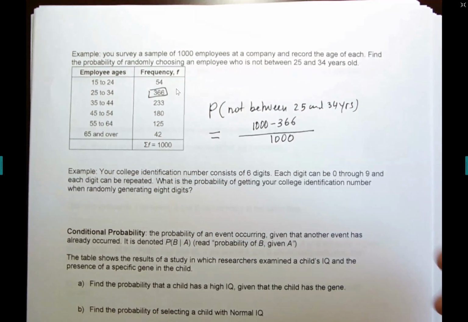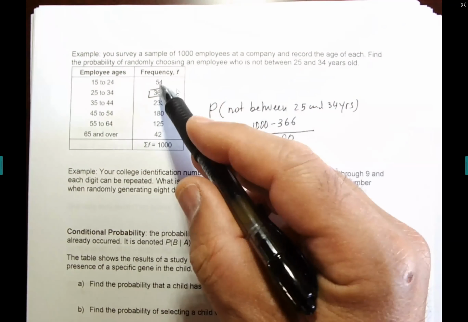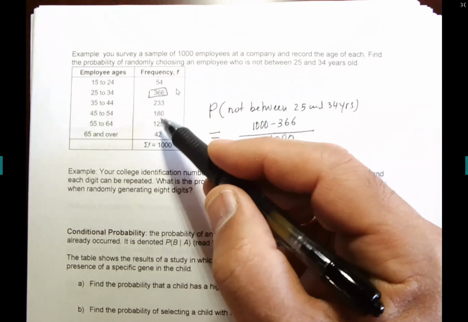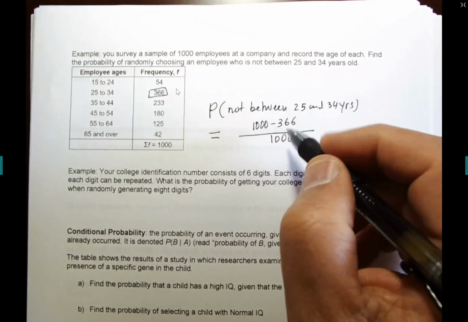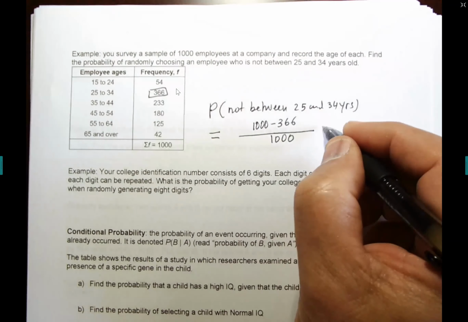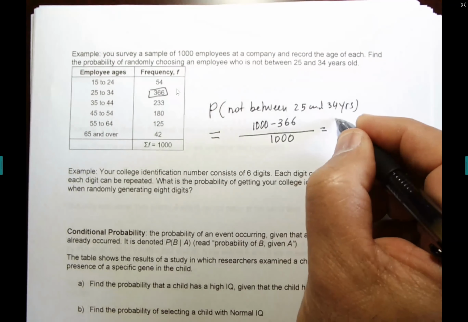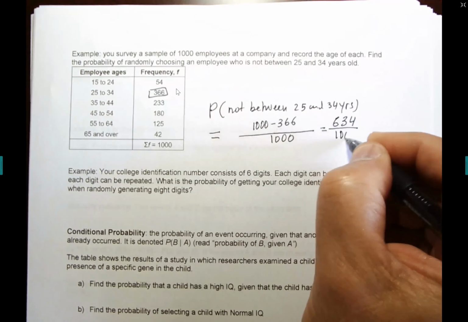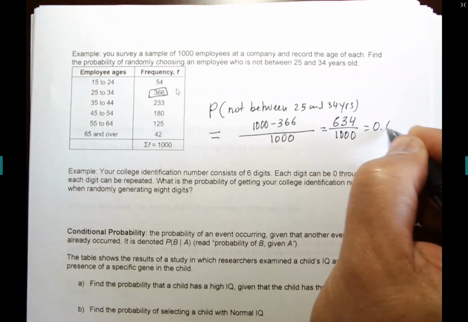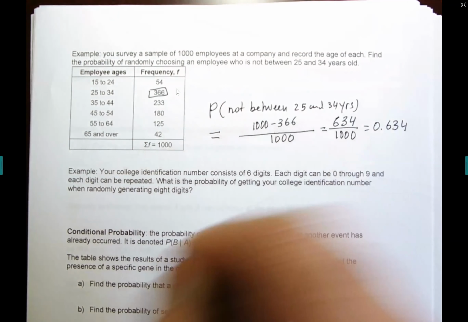Some students will do it this way: 54 plus 233 plus 180 plus 125 plus 42. Yeah, that's fine. You can do that. But 1,000 minus 366, that will do it. So that will be what? 634 divided by 1,000. And usually you'll be asked, guys, to round to 3 decimal places. That's a probability.